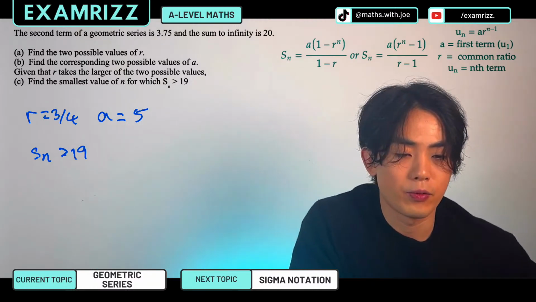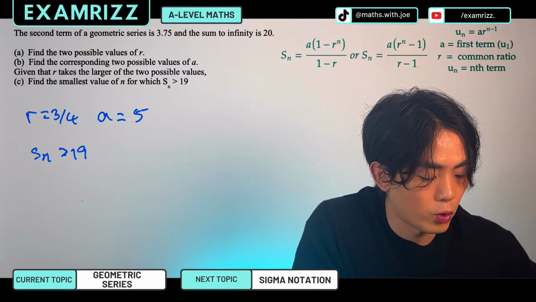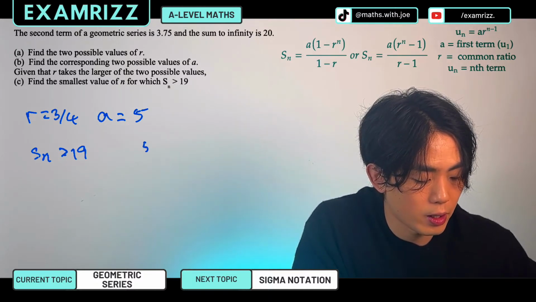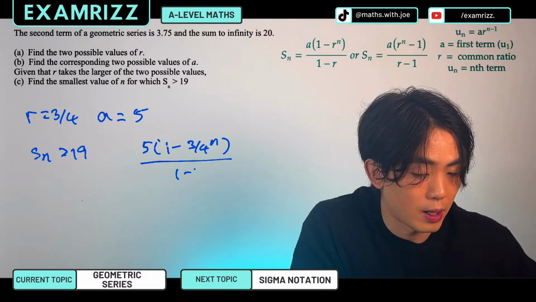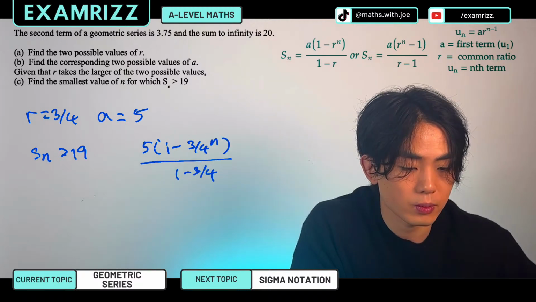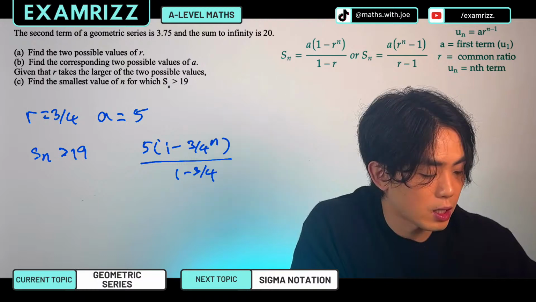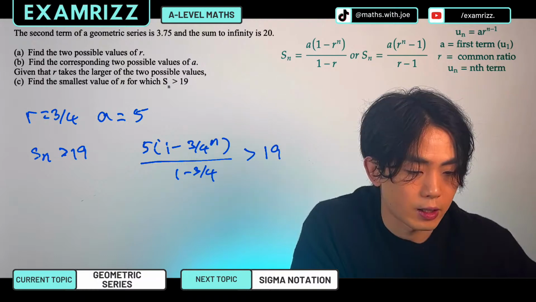So once again, let's create the formula. The Sn formula is a times 1 minus 3 over 4 to the power of n, over 1 minus 3 over 4, and that's going to be greater than 19.